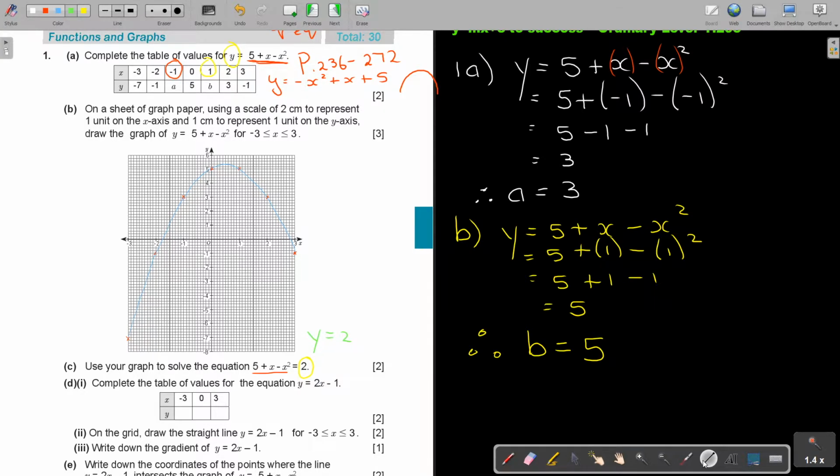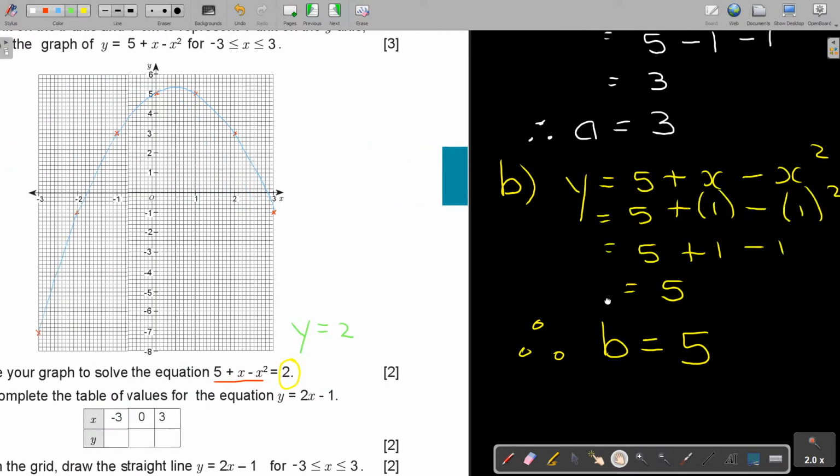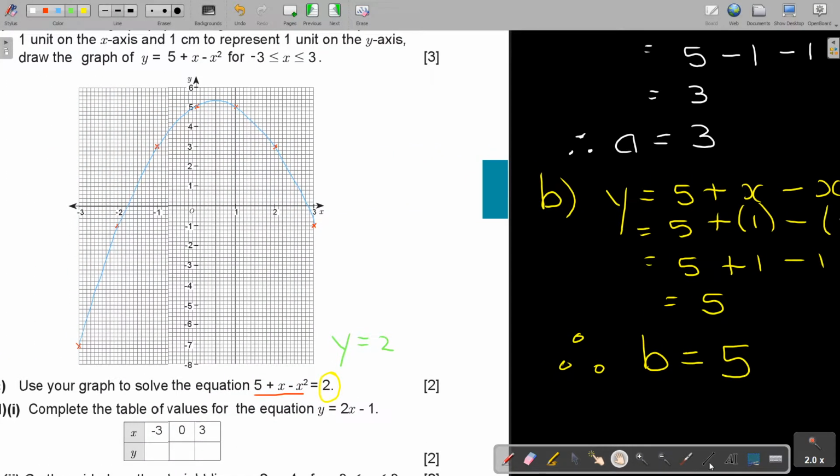So I take my ruler. Sorry, I have to go bigger again, otherwise I will struggle with the graph. And I draw the line, y is equal to 2. Okay, there it is. And I said, use the graph to solve. Now, just for interest, you can use algebra, but they don't want that. They want you to use the graph.